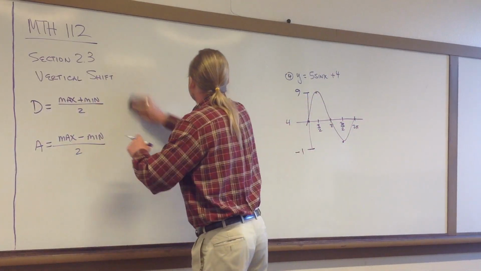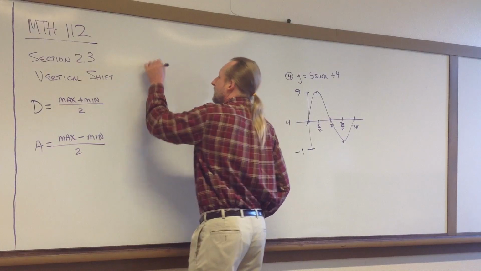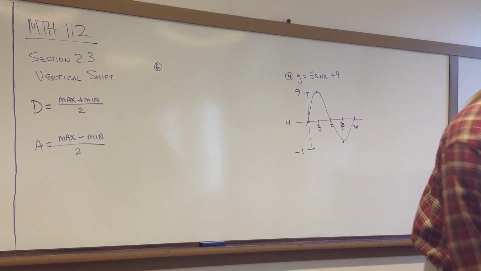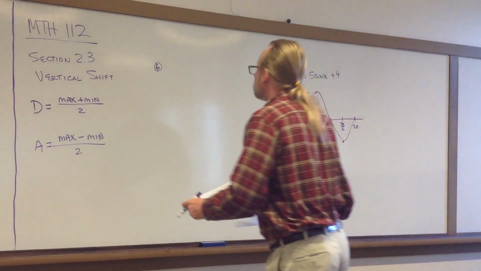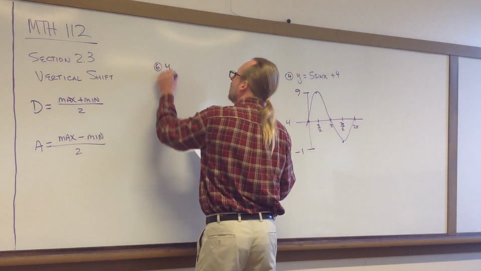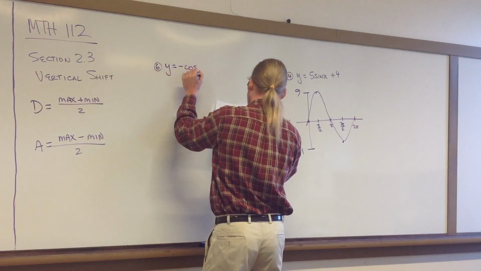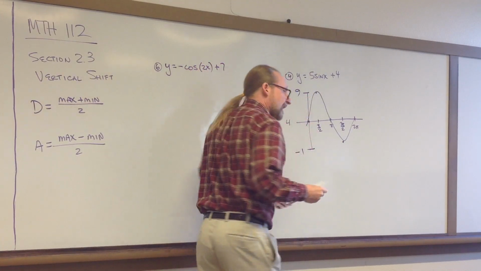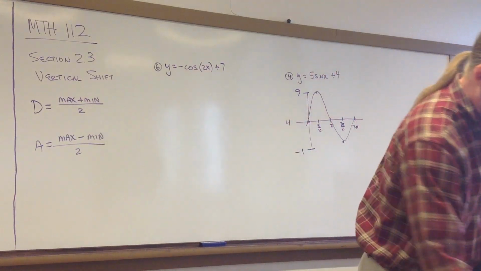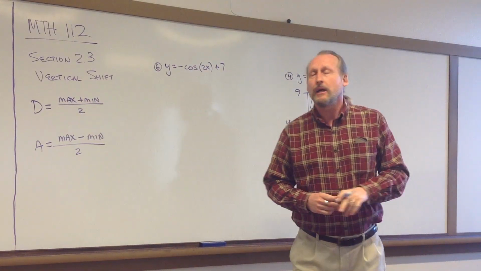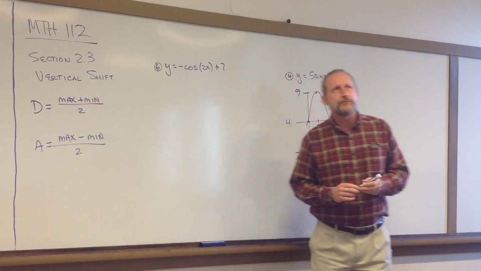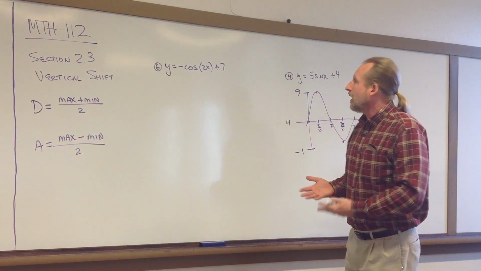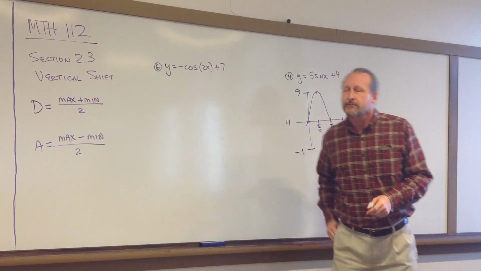Now we'll get into one that has a different period instead of 2 pi. All right, problem 6. Y equals negative cosine 2x plus 7. Now, before I do this one, I just want to mention I just got done making some quizzes for section 2.2. Now, in the textbook, I'm asking you to sketch these graphs.